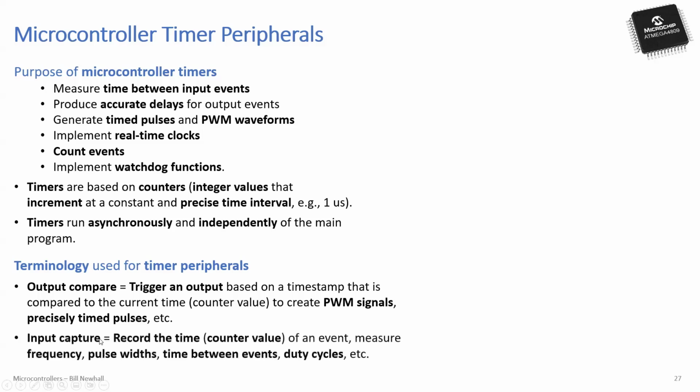And then there's input capture. Input capture records the time, and remember that's a counter value. It records the time of an event, and you can do things like capture when an event happened. You can measure frequency. You can measure pulse widths of an incoming square wave or incoming pulse. You can detect or capture the time between events. You can measure duty cycles, things like that. Okay, so there's an output function of timers and there's an input function of timers.